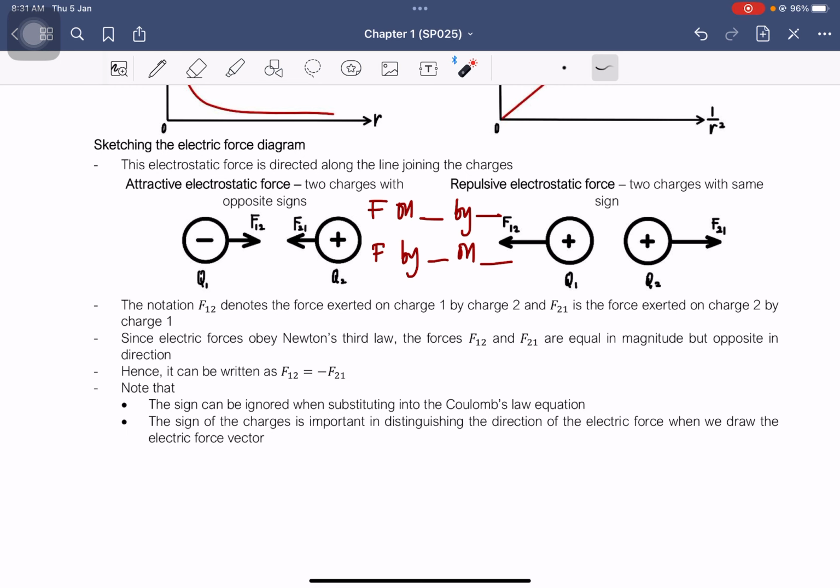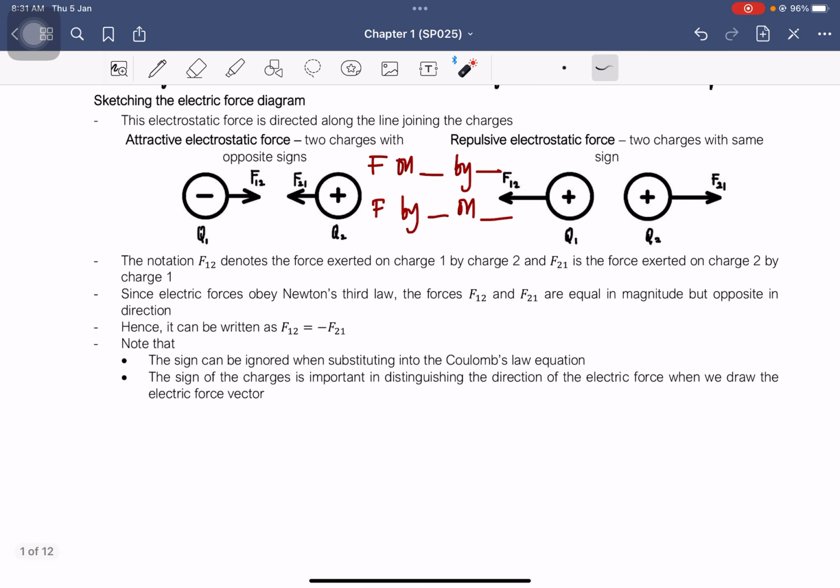Since the electric forces obey Newton's third law, the forces F12 and F21 should be equal in magnitude but opposite in direction. So it can be written as the one shown here.